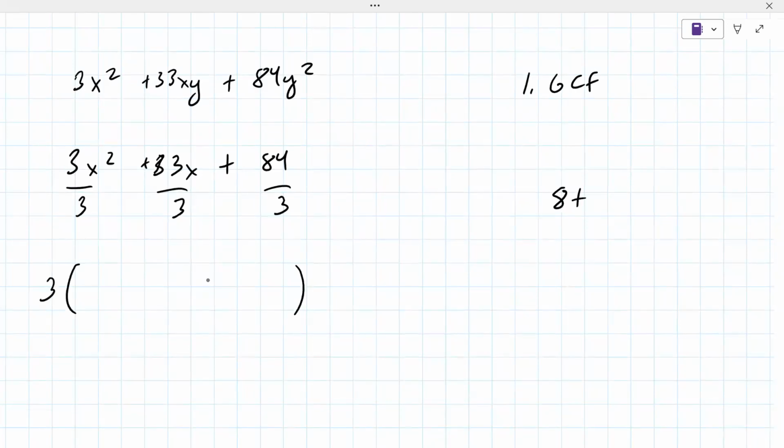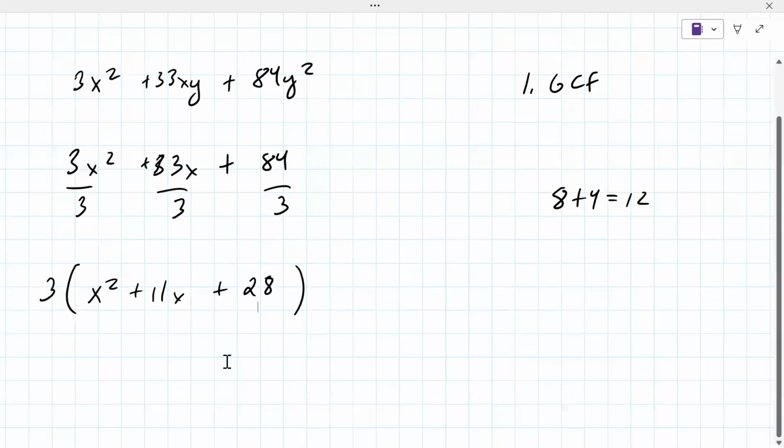So the way you test is you add the digits, and if it's a multiple of 3, then it does work. So this becomes x squared plus 11x plus 28. And I'm guessing you know how to factor this.